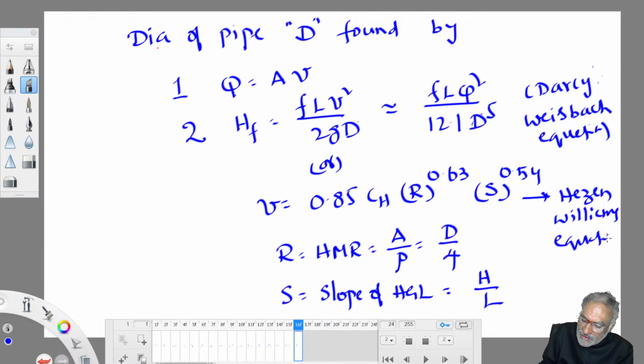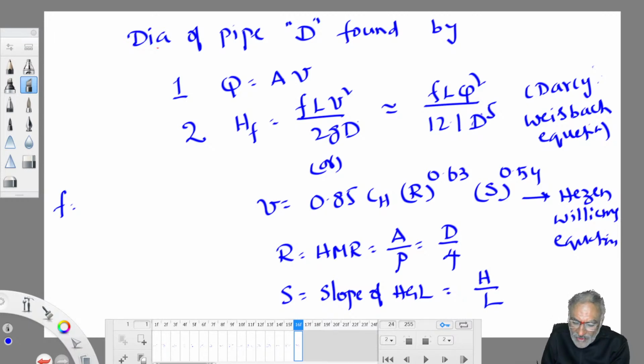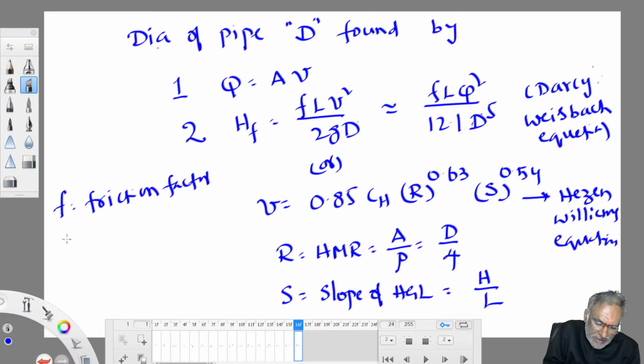So when F is given, you are expected to find out by the Darcy-Weisbach equation. When F is not given and CH is given, you are expected to work it out by the Hazen-Williams equation. CH is the Hazen-Williams constant, and F is the friction factor in that equation. So like this they will give you.